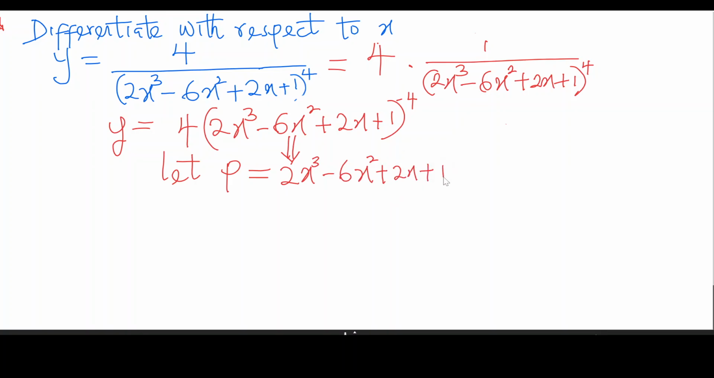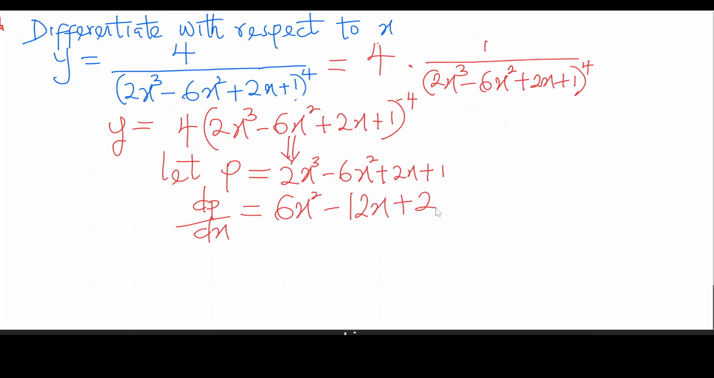So we said let p be equal to all the terms in the bracket. Then we are going to differentiate that. So it's going to be dp/dx, because we have p with respect to x here. So dp/dx is going to be 6x squared, of course we know that, then minus 12x, then plus 2. So that's the dp/dx.